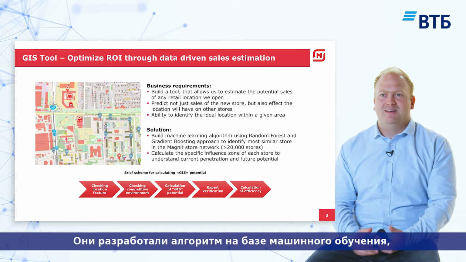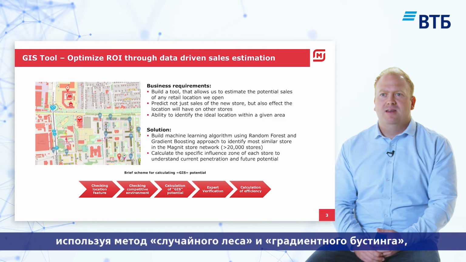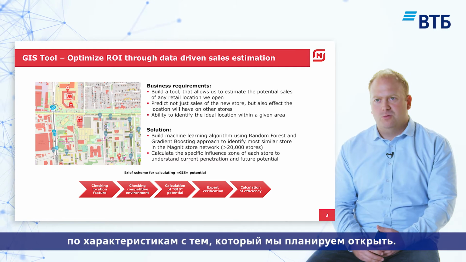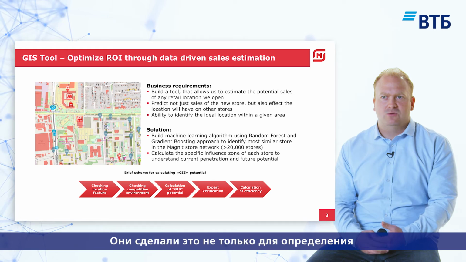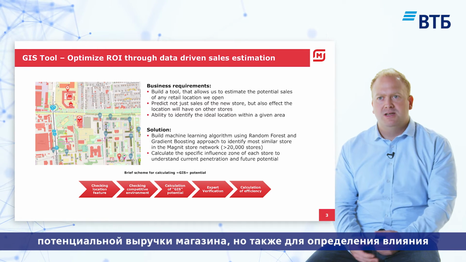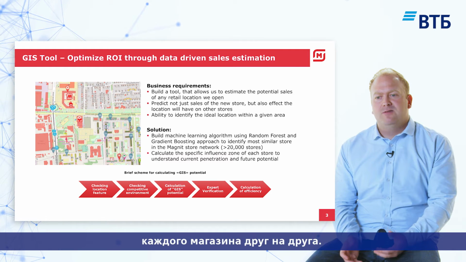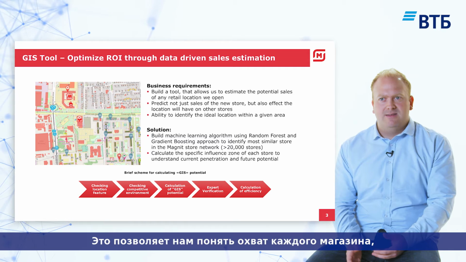They built a machine learning algorithm using random forest as well as gradient boosting, to identify the store within our network that is most similar to the store that we are planning to open. And not only did they do this to identify the revenue potential, but they also identified the influence zone of each store, which allows us to understand how far the reach of each store is, taking into account competition and other factors.